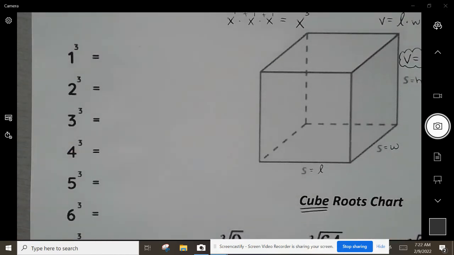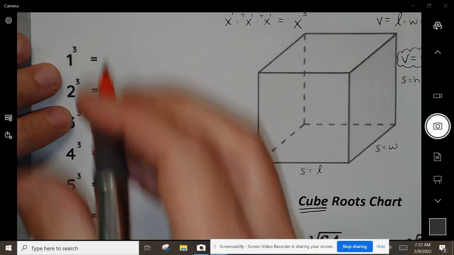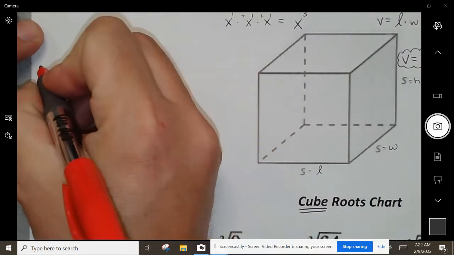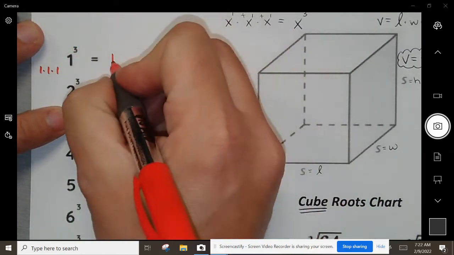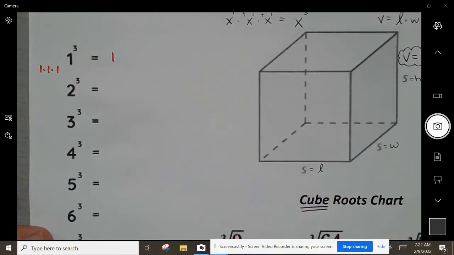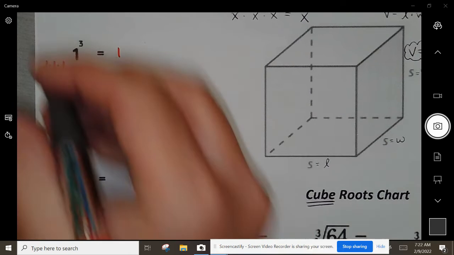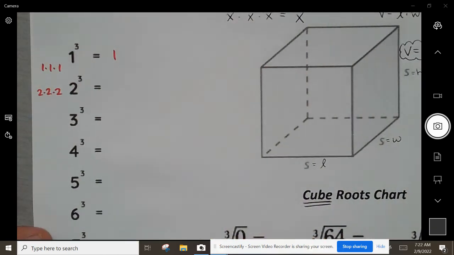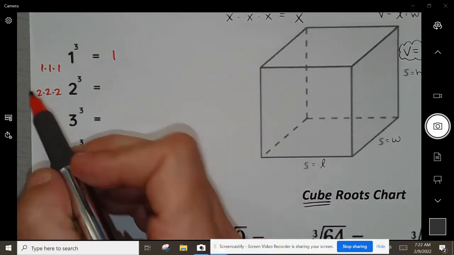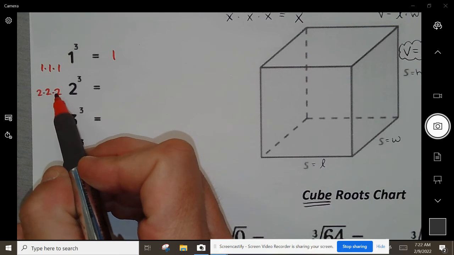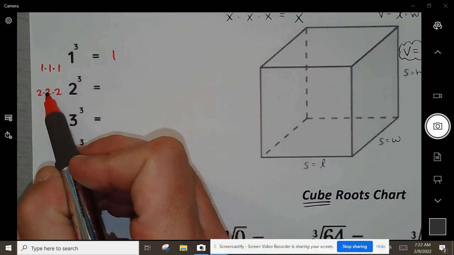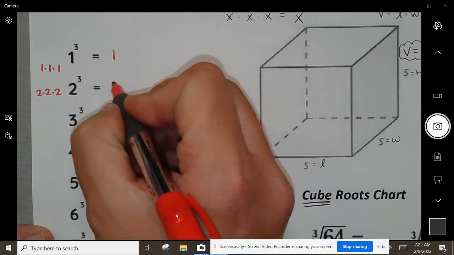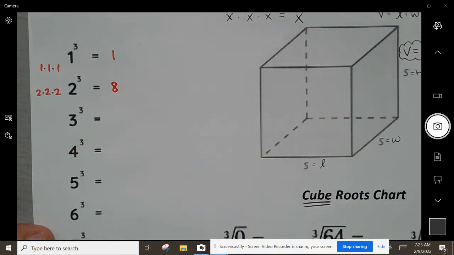So 1 times 1 times 1. Again, that's what we're doing, right? 1 times 1 times 1 is 1. That's pretty simple. Let's do 2. 2 times 2 times 2. A little different. Well, 2 times 2 is 4, and then 4 times 2 is 8. Make sure you understand that.